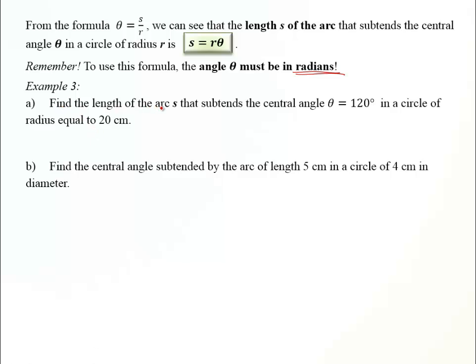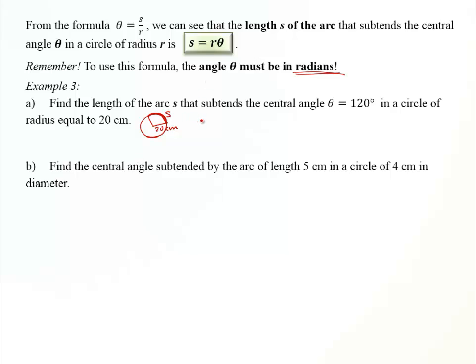Find the length of the arc S that subtends the central angle theta, which is 120 degrees, in a circle of radius equal to 20 centimeters. So we have a circle. The radius is 20 centimeters. The angle is 120, approximately this much. We need to find out the length of this arc S.